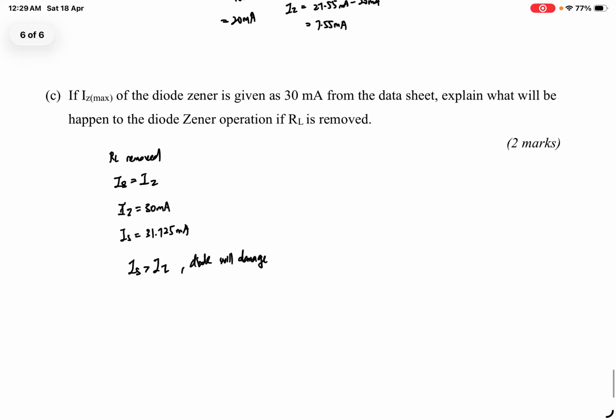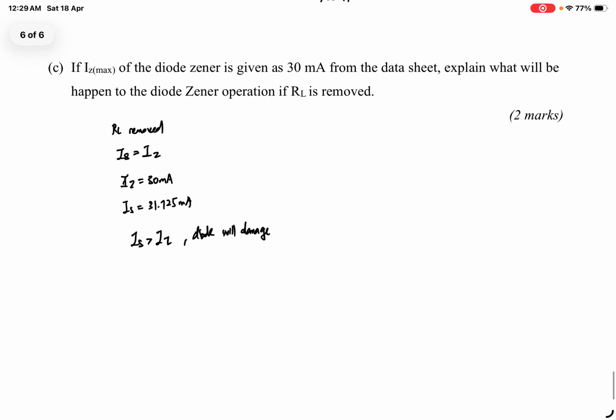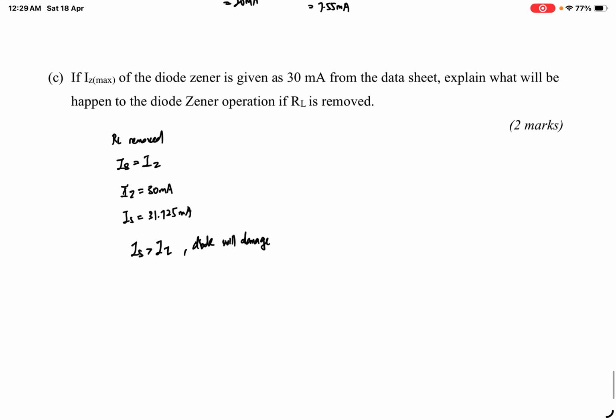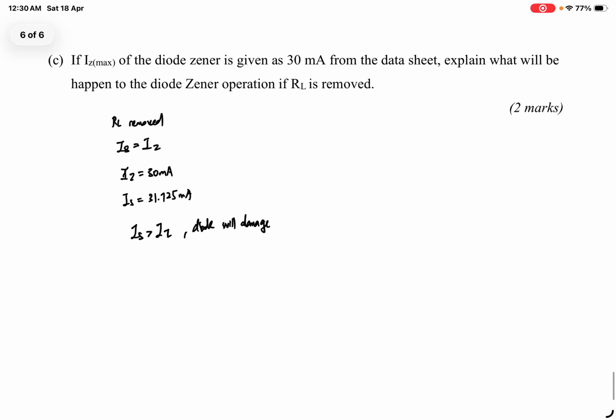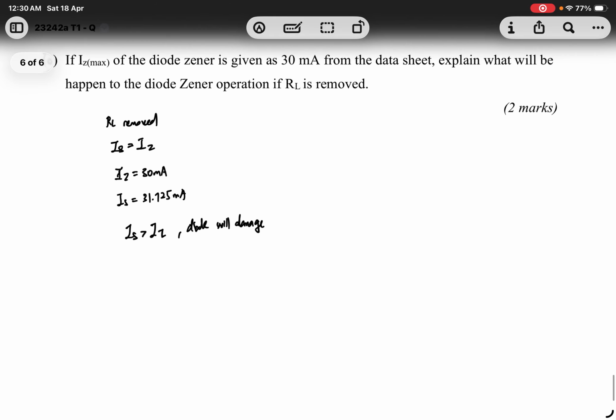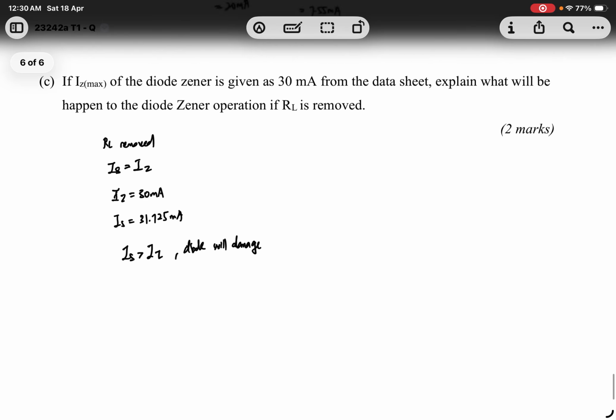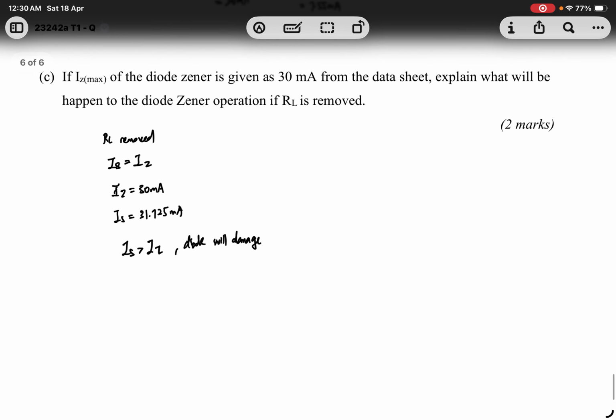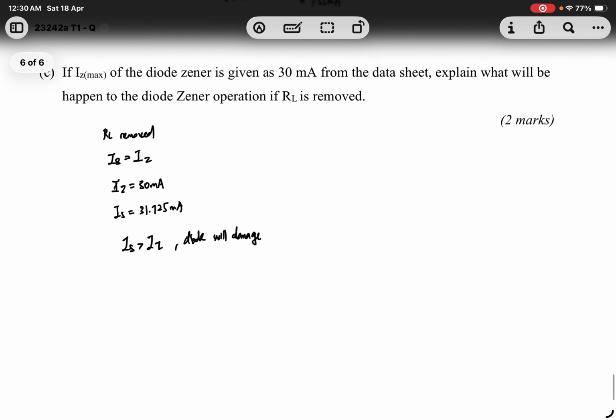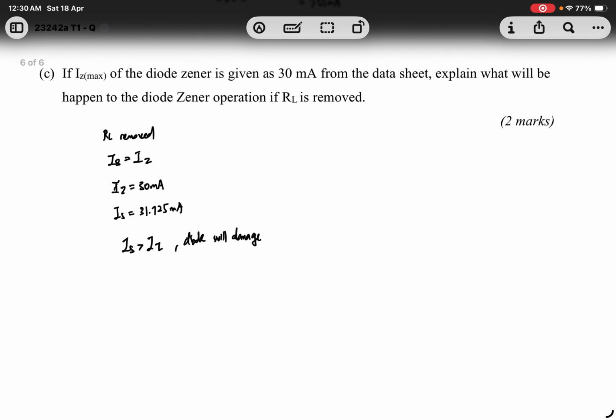If IZ max of the Zener diode is given as 30 milliamperes from the data sheet, explain what will happen to the Zener diode operation if RL is removed. When RL is removed, our IS is equal to IZ. We know our IZ max is 30 milliamperes, and our IS is 31.725. When IS is bigger than IZ max, our diode will be damaged.